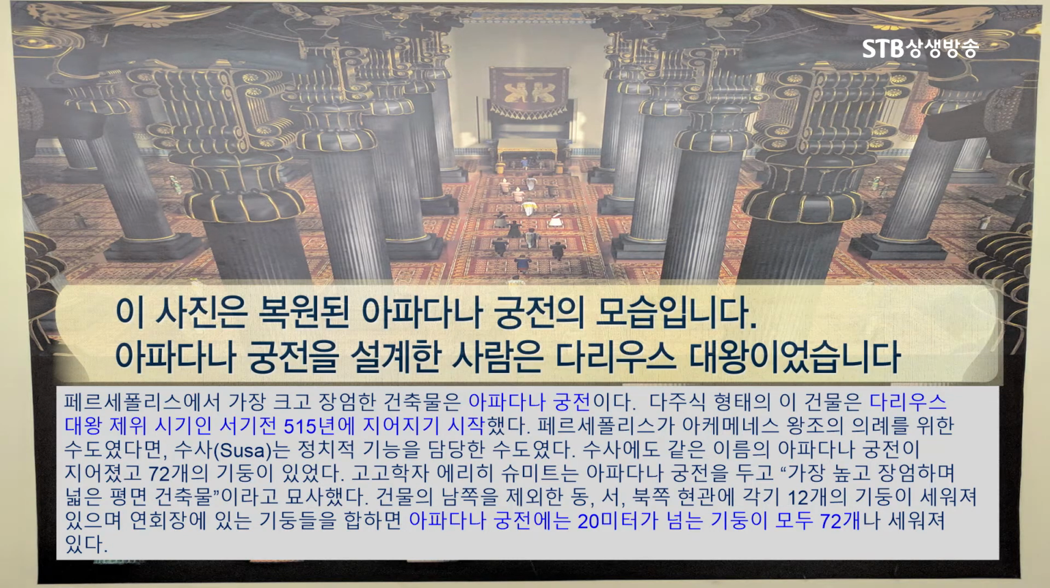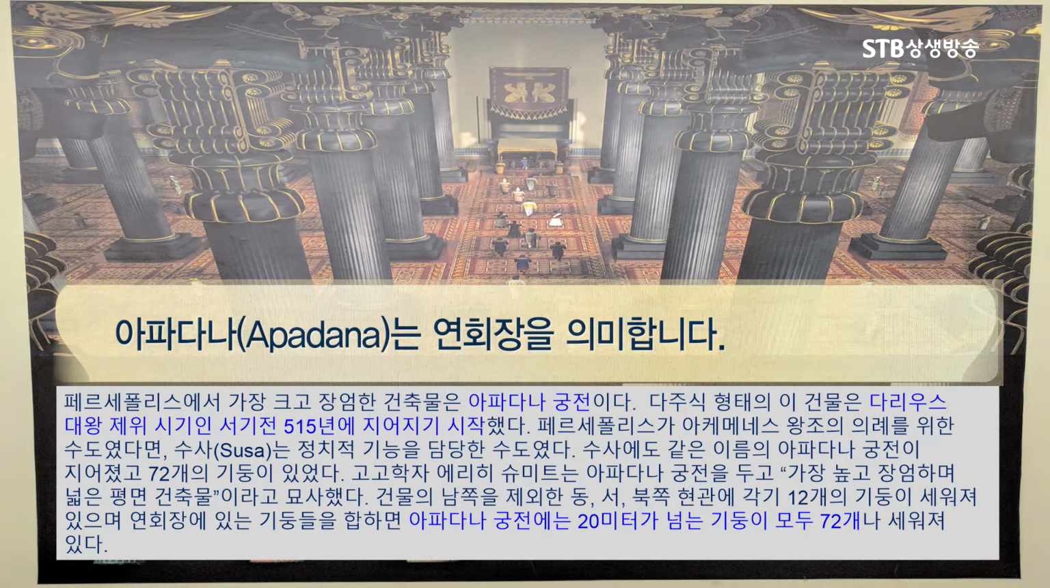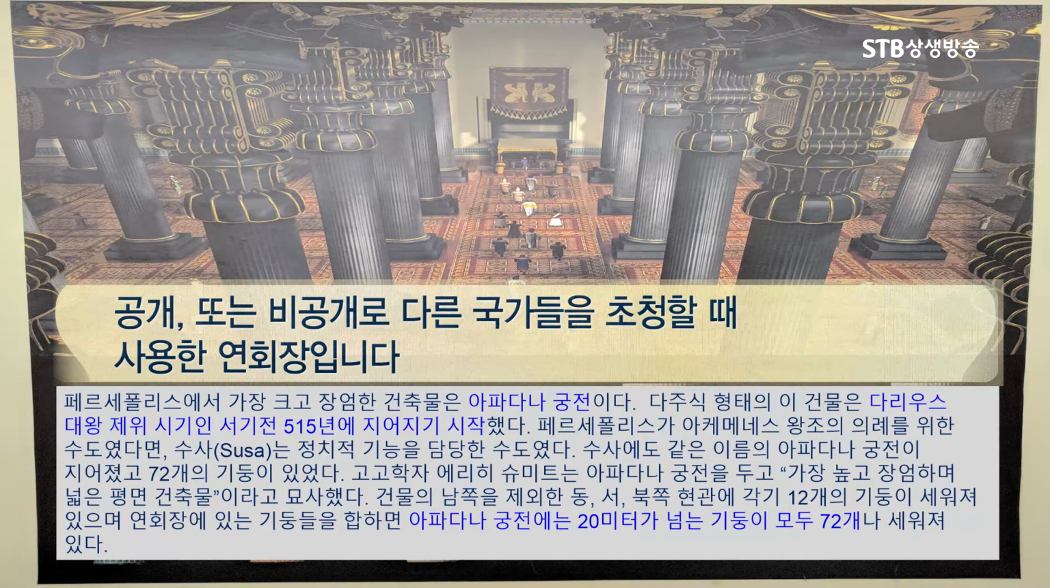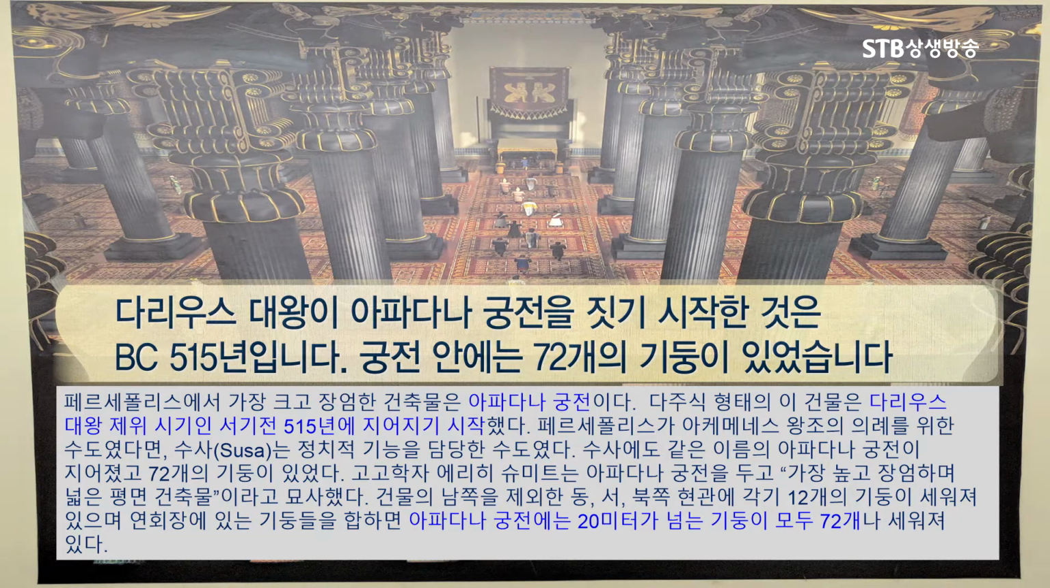This is the recreation or restored pictures of Apadana. Apadana was designed by Darius. Apadana means audience hall, like the private or public audience halls that we have in other civilizations. The time that he started to build Apadana was 515 BC, including 72 columns.